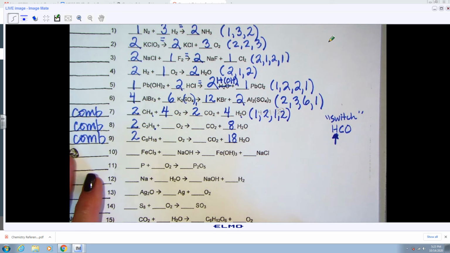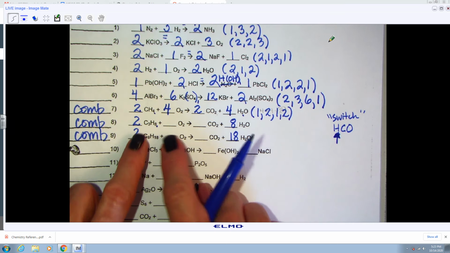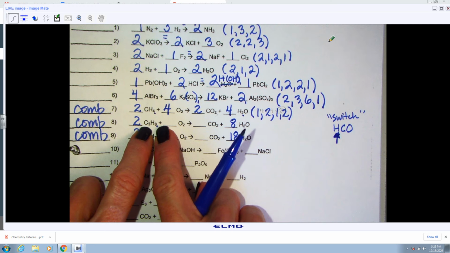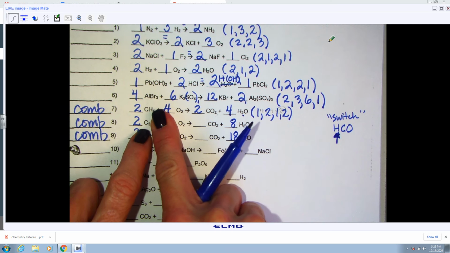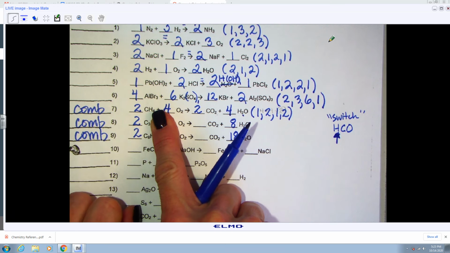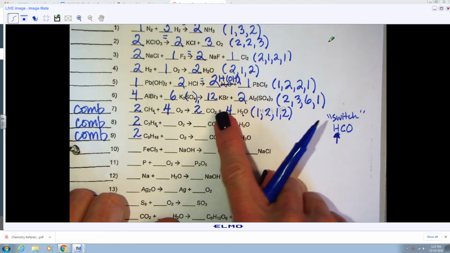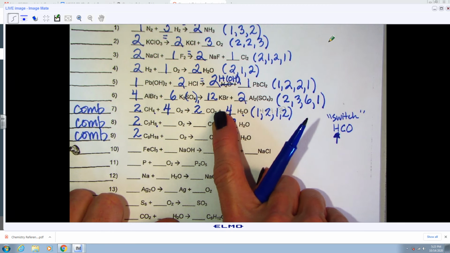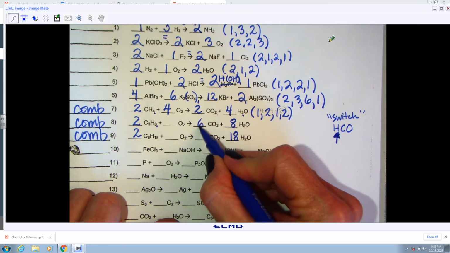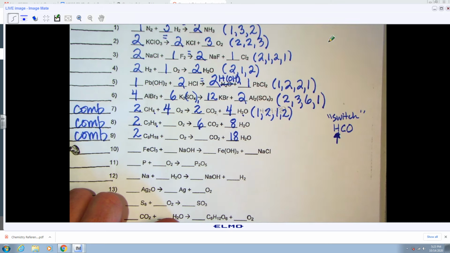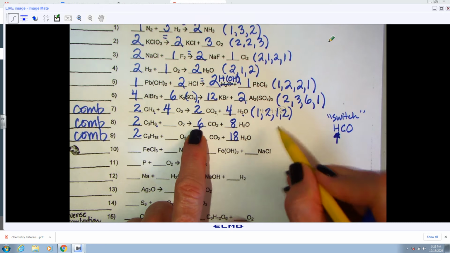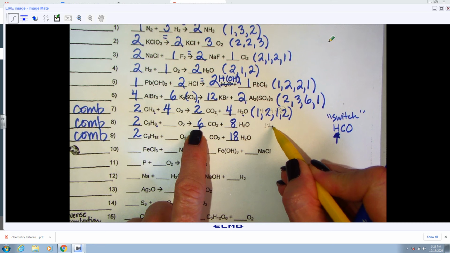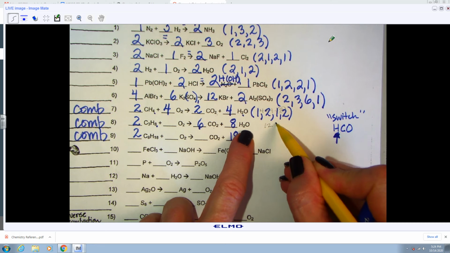All right, let's look at number 8. We've already done the hydrogens. Now let's look at the carbons. 2 times 3 is 6 carbons. So to get 6 carbons here, I'm going to put a 6. Now let's look at our oxygens. 6 times 2 is 12. 8 times 1 is 8.